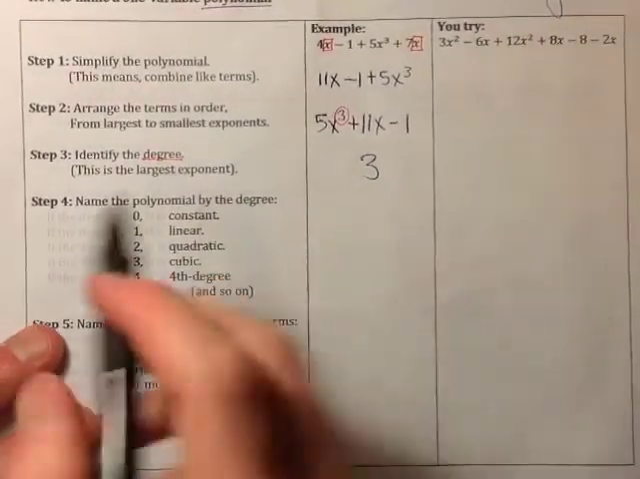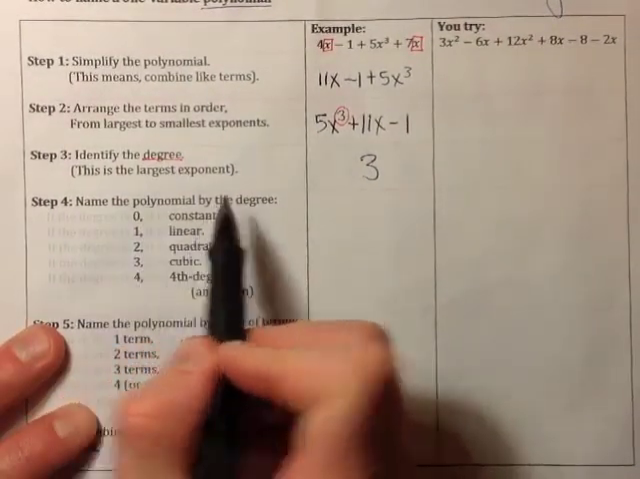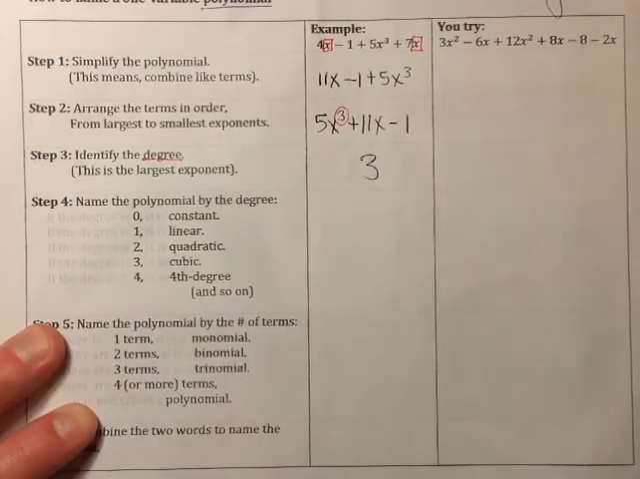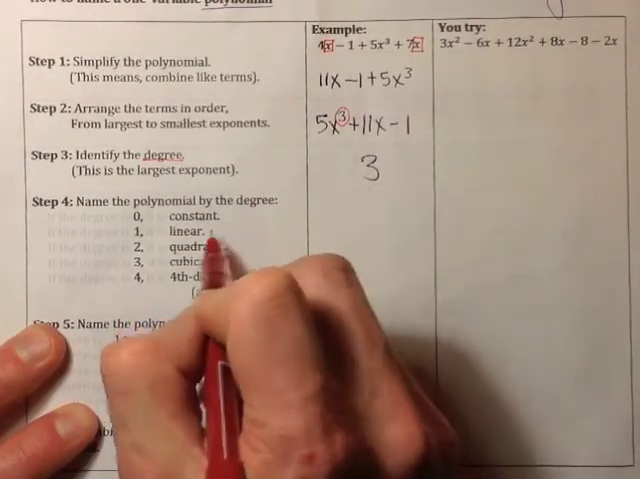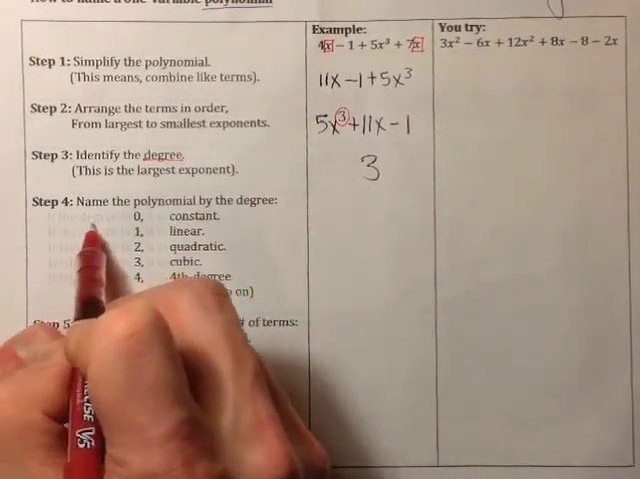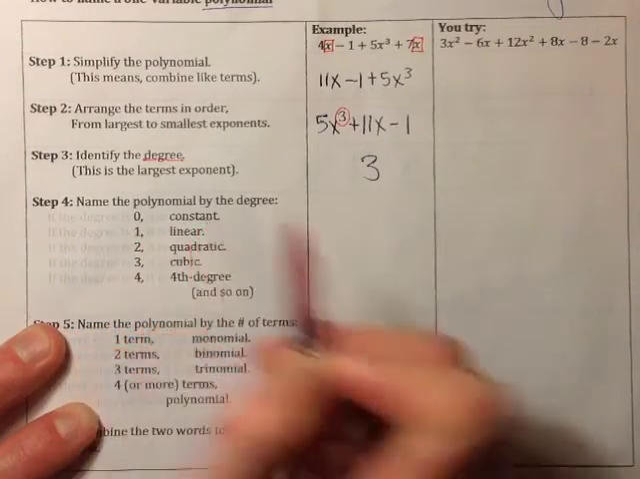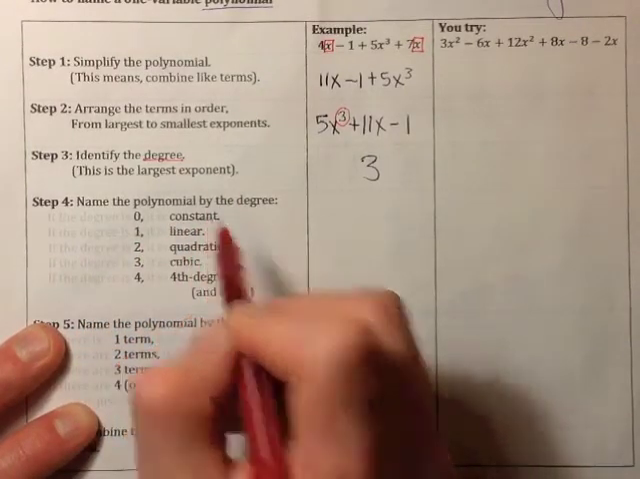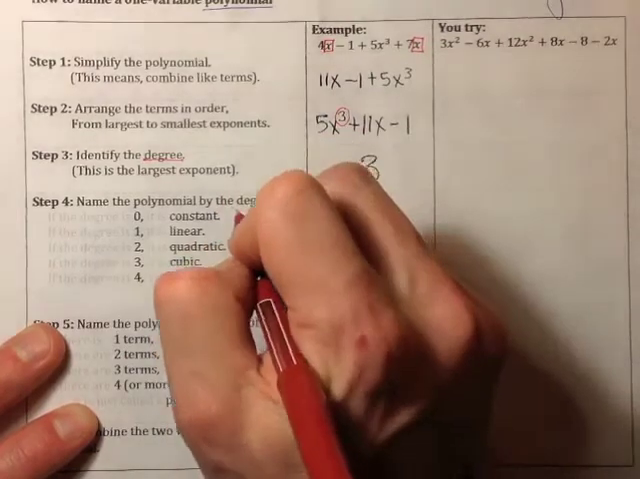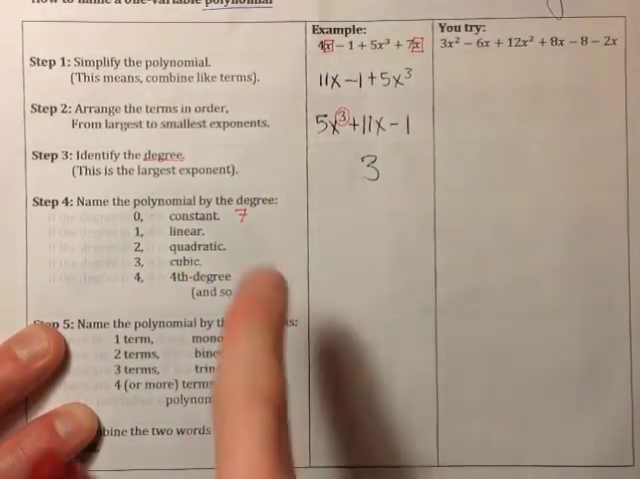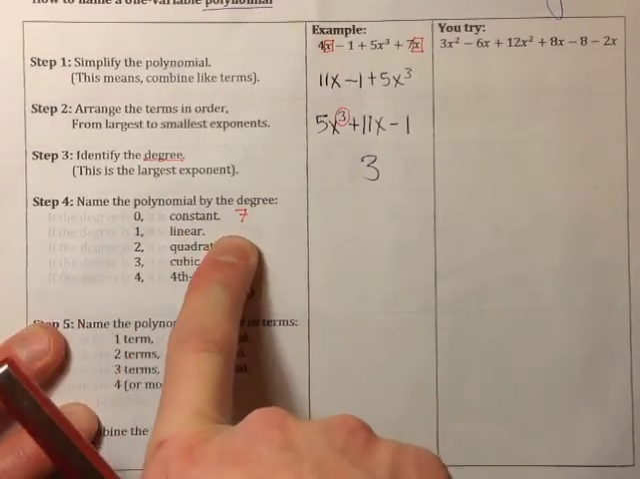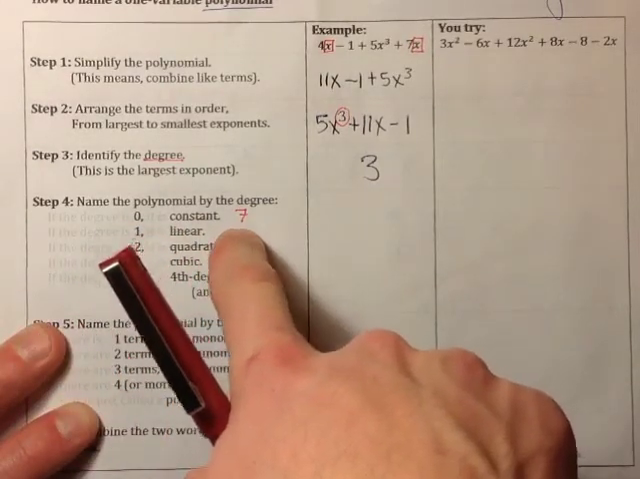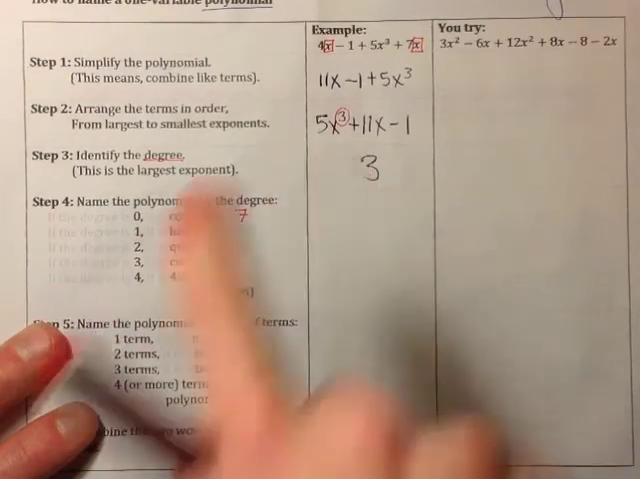Now, step 4. Name the polynomial by the degree. Okay? Now let me give you some examples over here. I want you to write next to each of these lines. If the degree is 0, it is constant. We call it a constant polynomial. Let me give you an example. 7. The degree of that polynomial is 0, so we call that a constant. 7 is a constant. It doesn't change because it's not multiplied by a variable.